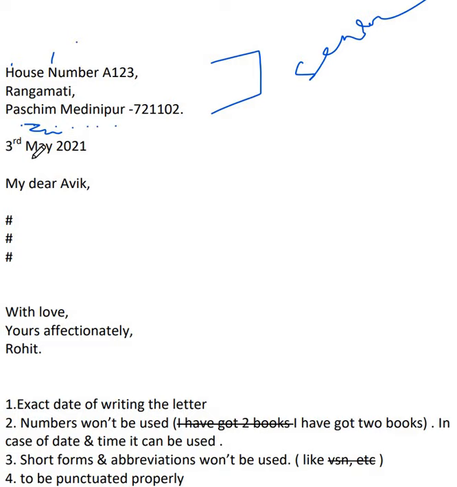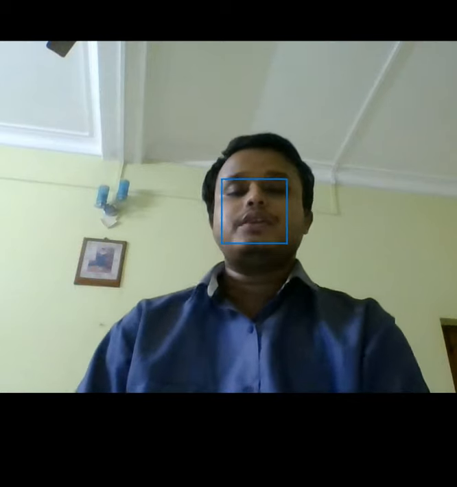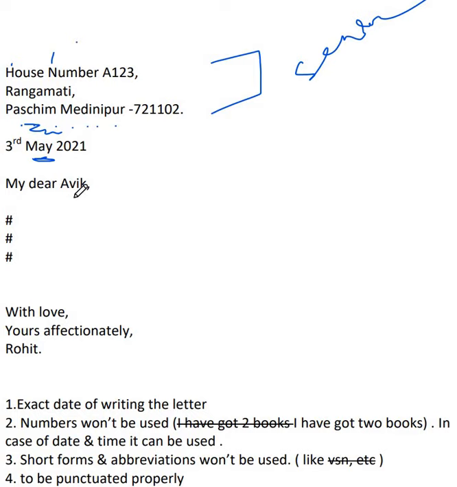And then when you are writing the month's name, the full name should be written. You can't write February as FEB or November as NOV. You can't write this. You have to write the complete one, because we don't use any sort of abbreviation or short form in letter writing. So remember that when you write the date, you have to write the full name of the month, then the year.